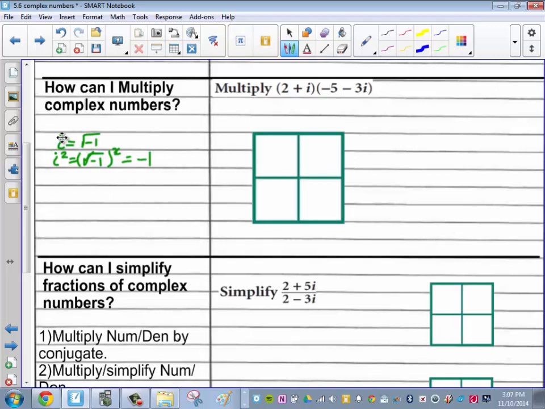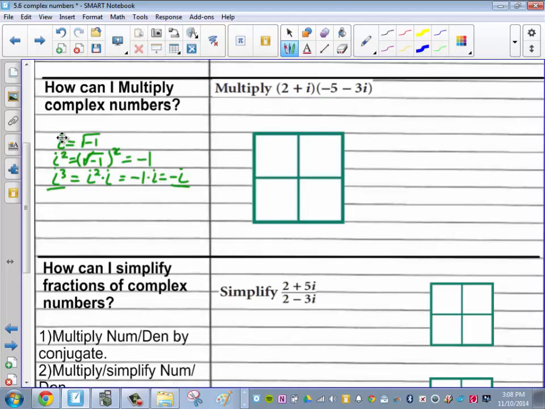So let's figure out what i to the third is then, okay? Well, I know i to the third is really i squared times i, right? And since i squared is -1, this is equal to -1 times i, which is equal to -i. So thus i to the third is equal to -i, okay?